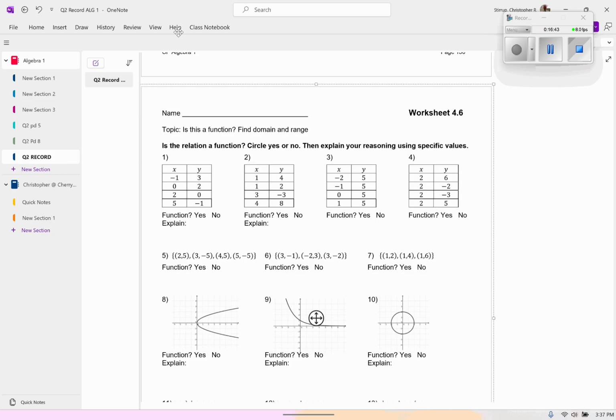All right, do my y values repeat? No, they don't. So yes, it is a function. The reason: y doesn't repeat. This one, 4, 2, negative 3, 8. Yes, this is a function. The y's don't repeat. This one is not a function because I have a repeat of the y. This one, 6, negative 2, negative 3, and 5 is a function because the y doesn't repeat.